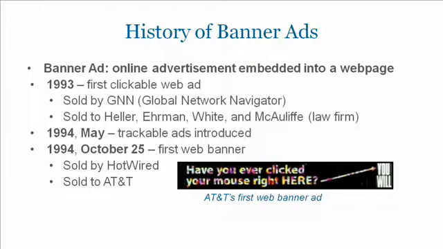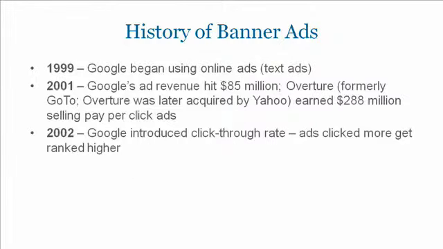Also in May 1994, the concept of trackable ads was introduced. In 1999, Google began using online ads that were text ads. And in 2001, Google's ad revenue hit $85 million, but it was beat out by Overture, which earned $288 million, selling pay-per-click ads.